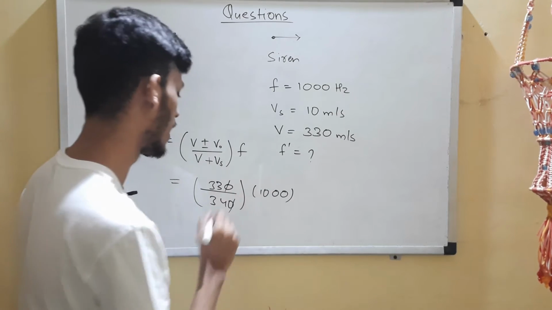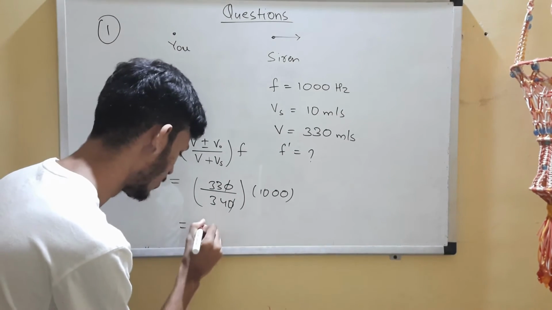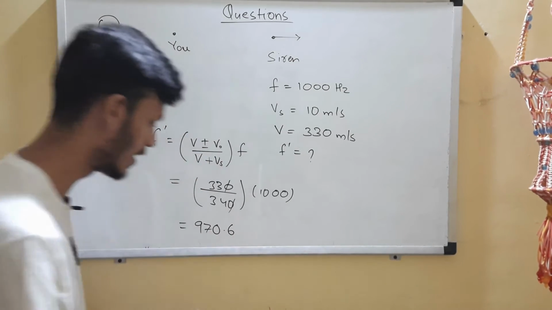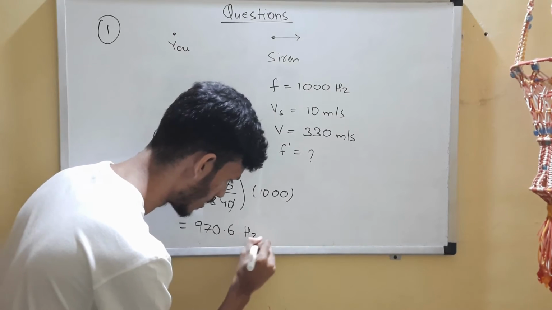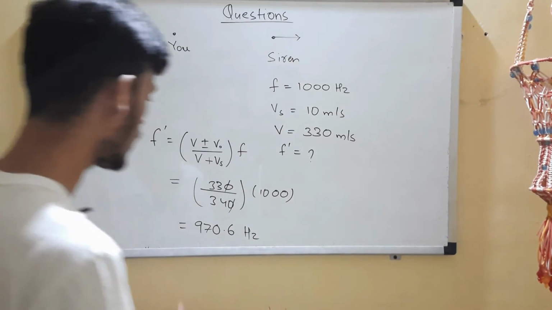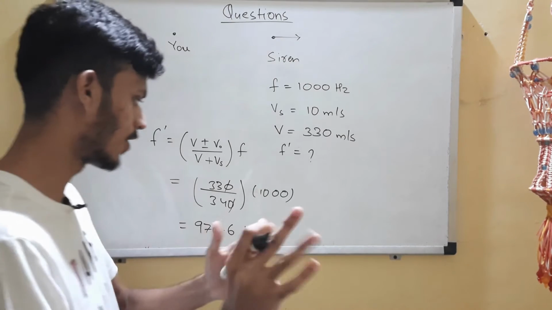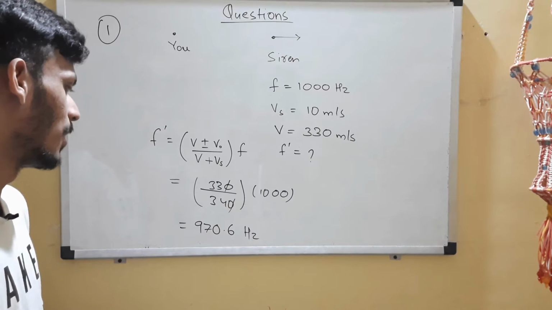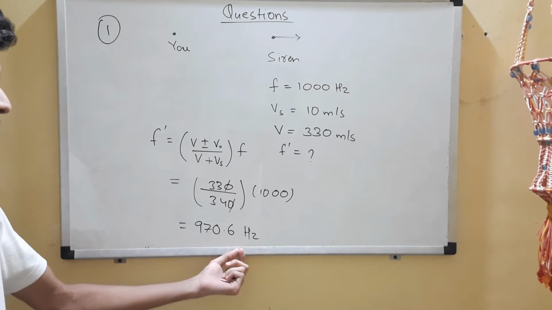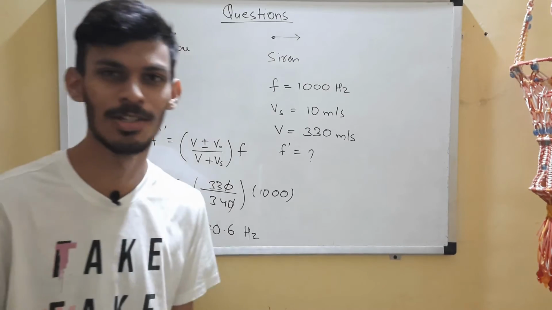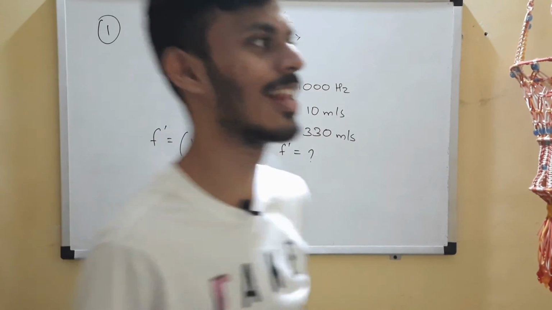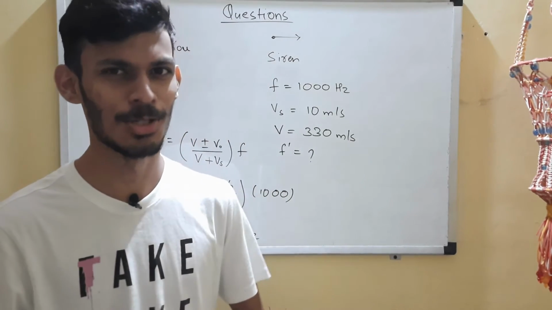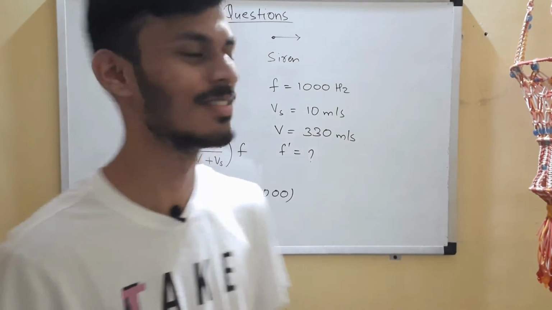So this and this will get cancelled, and after solving this, I leave that to you. You will get 970.6 hertz, I guess. Let me verify that. Yes, this is the answer you will get after calculation. I know it is a bit of calculation, but you can clearly see this is less than 1000, which is justified by the fact that the siren is moving away, so the apparent frequency should decrease. Let's move to the next question now.